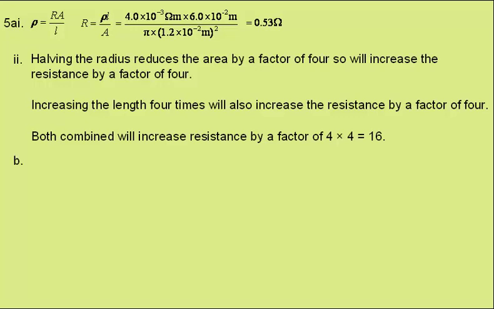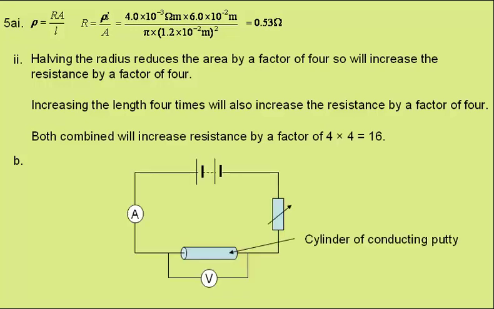In B, we have the original cylinder of conducting putty, and we need to describe how we could use a voltmeter, an ammeter and any other lab equipment to find a value for the resistivity of the putty. We need to include a labelled circuit diagram, which is here. So I have a power supply, which I can vary using this variable resistor. I have an ammeter in series with the putty, and a voltmeter in parallel with the putty.